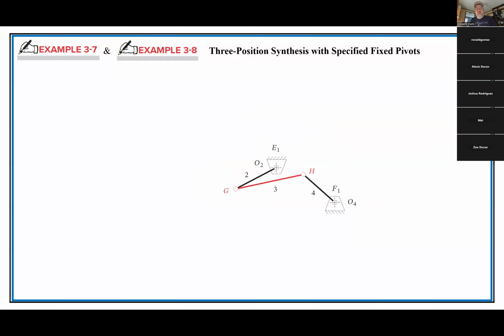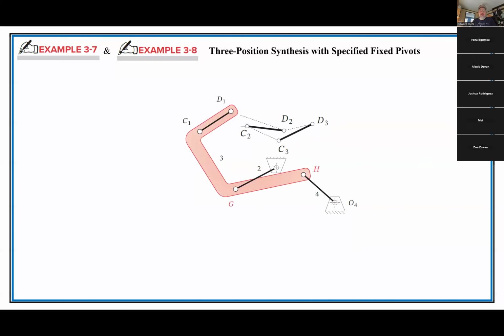Now, this is the new mechanism right there that we can make an extension off of the coupler and it will go through the three positions that we want to. It's kind of a neat thing, right? It's a weird looking coupler. We've made an extension onto the coupler, but this will go through all three of them. Not a great solution though, in my opinion, and here's why.